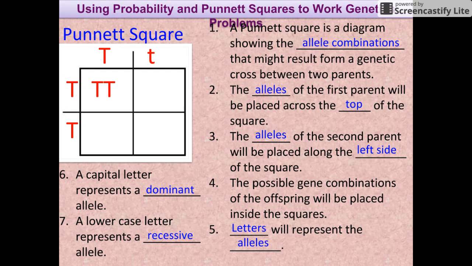So this first one would be capital T, capital T. The next one would be capital T, little t. Capital T, capital T, capital T, little t.